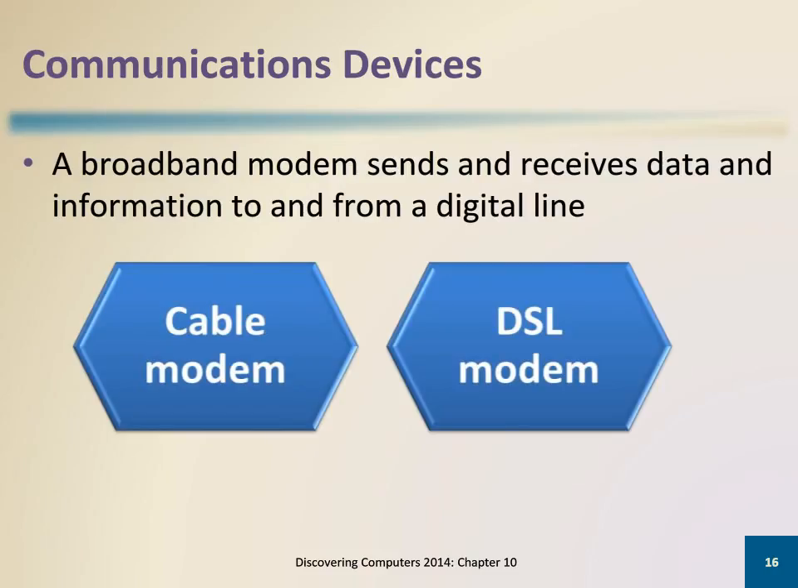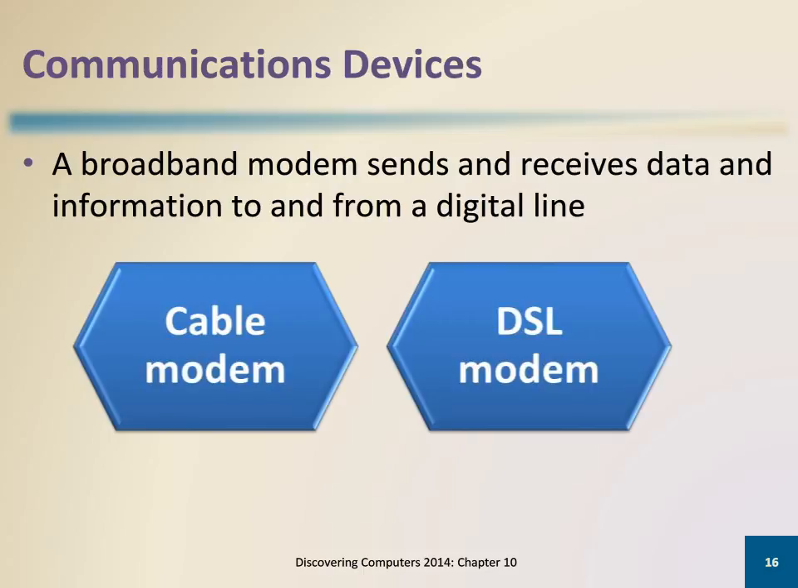A communications device is any type of hardware capable of transmitting data, instructions, and information between a sending device and a receiving device. One type of communication device is the modem. A broadband modem sends and receives data and information to and from a digital line. Examples of digital modems include cable and digital subscriber line modems.